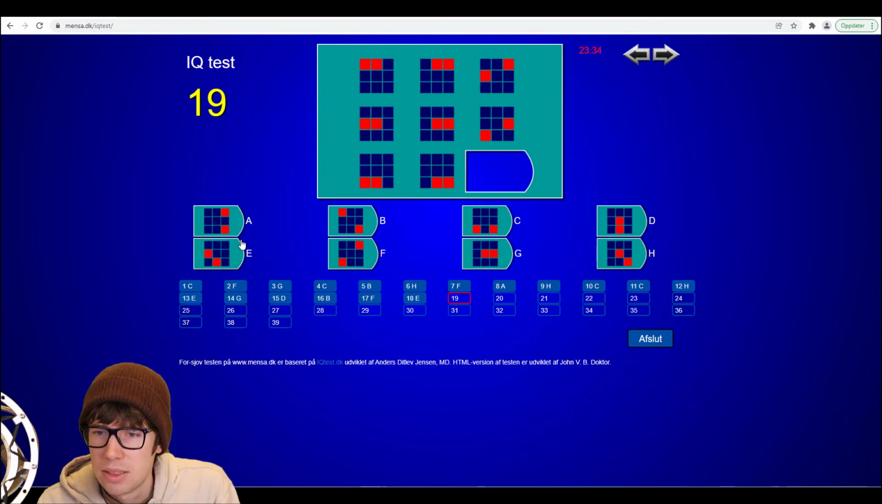Here we have yet again a kind of a topological rule.